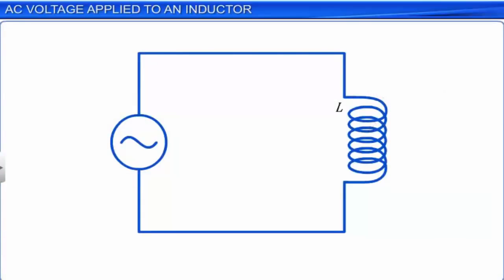Now, we shall see how an inductor behaves when an AC voltage is applied across it. Let's assume that the inductor coil has negligible or zero resistance. This assumption is mainly so that we can observe how an inductor ideally behaves.